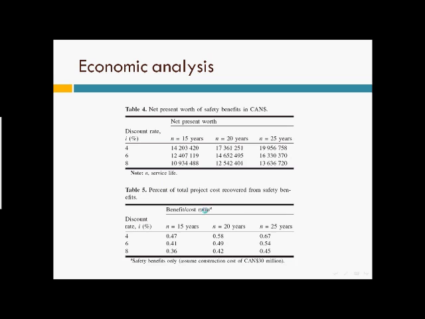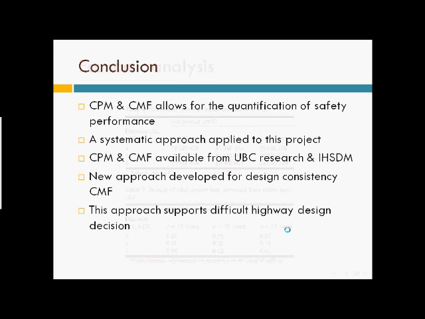If we get the percent of the total project cost, assuming that the total construction cost is 30 million Canadian dollars, we get from 0.36 of the total cost, and it can also reach 0.67 in the case of a 4 percent discount rate and the 25-year service life.